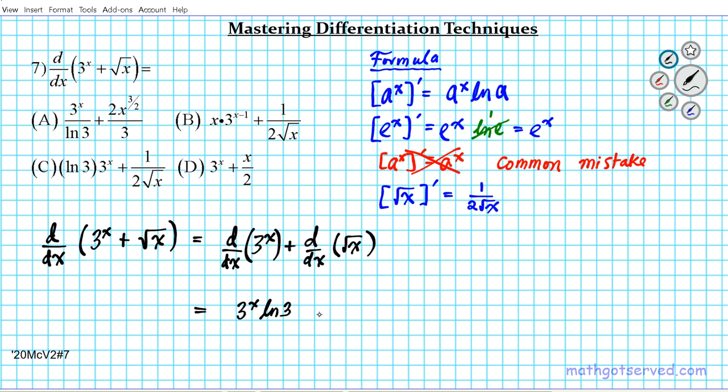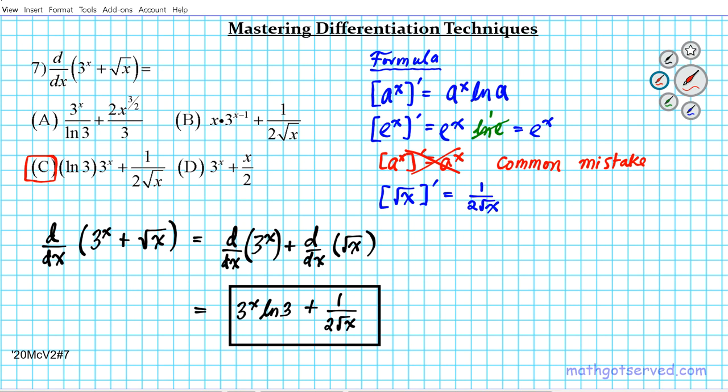3 to the x ln 3. And then you add on the derivative of root x, which is 1 over 2 root x. Okay, so that is the answer to question number 7. And let's see what the answer is. The answer to question number 7 is option letter C.